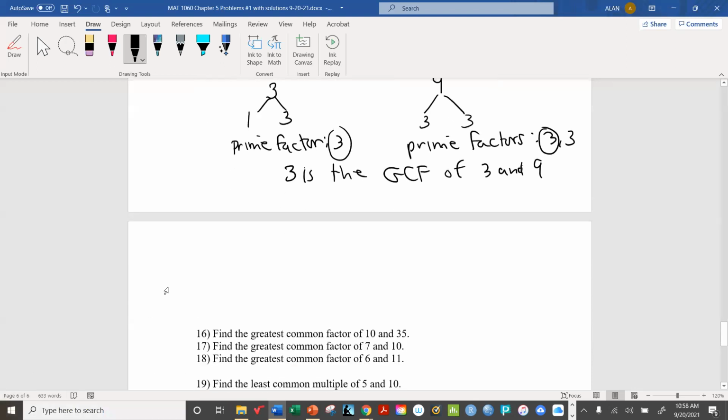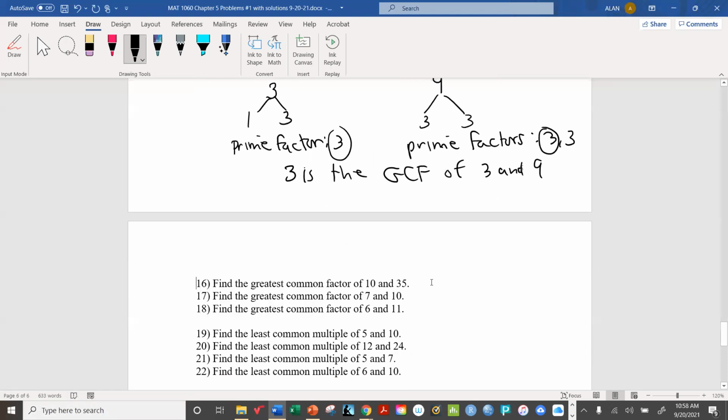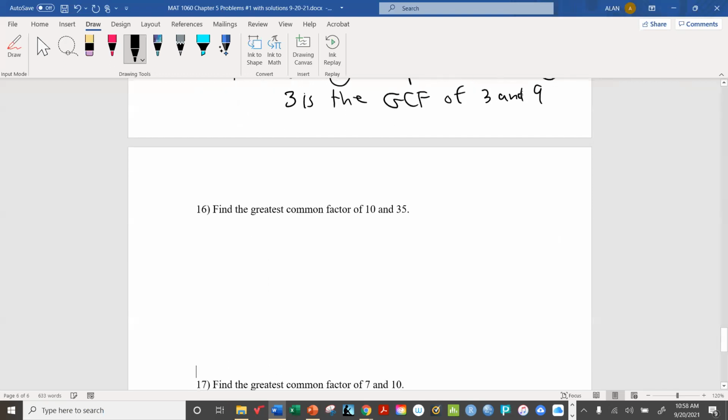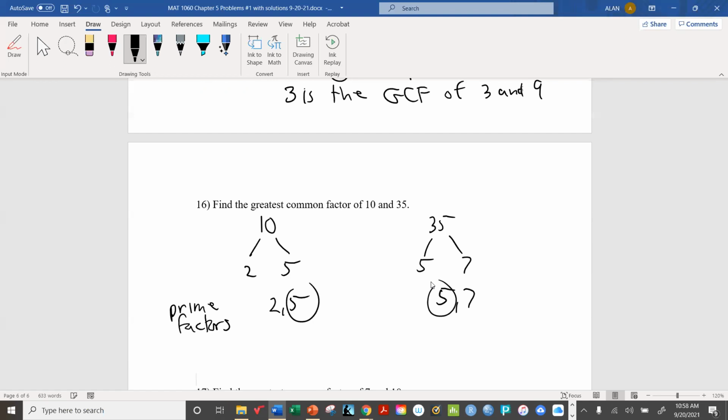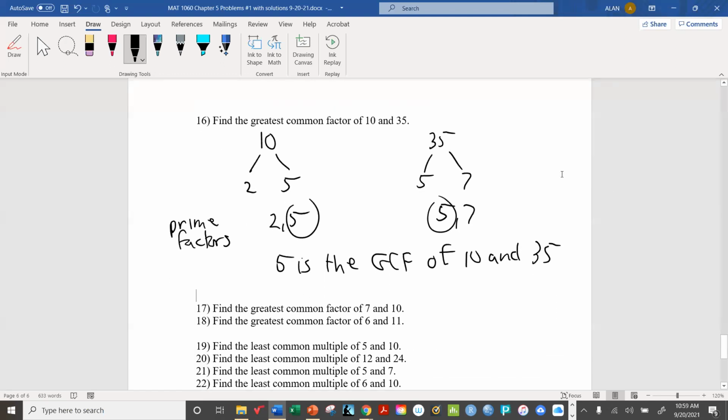Now 10 and 35. Let's see what's going on there. 10 can be broken down into 2 and 5. 35 is just 5 and 7. So the prime factors are 2 and 5. So what do they have in common? A 5. 5 is the greatest common factor of 10 and 35. Man, somebody is doing very well today with those greatest common factors. Very good.